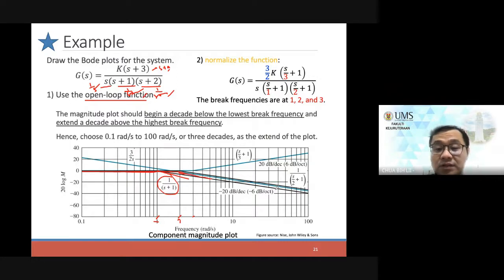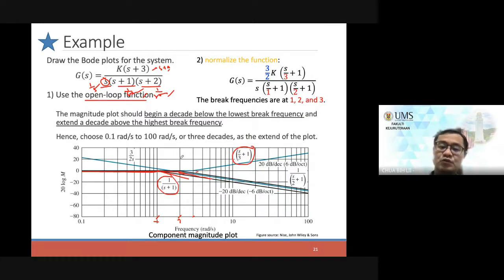Okay, so that is represented by the blue line over there. Then we also have this 1 over s. Draw the 1 over s line all the way, and also the s plus 3 line. The s plus 3 line is this one. So go all the way, then move up.